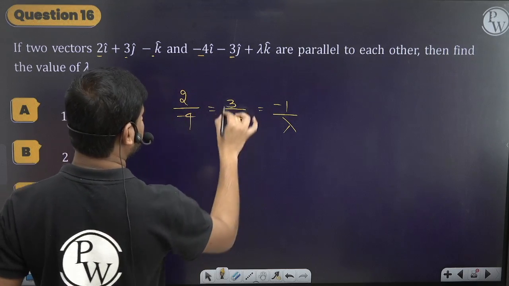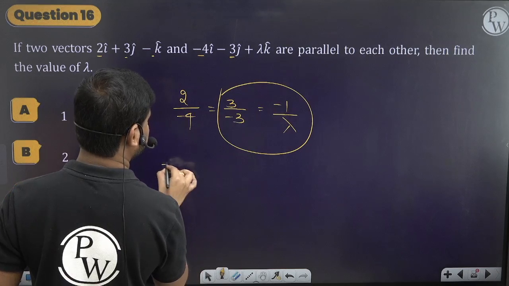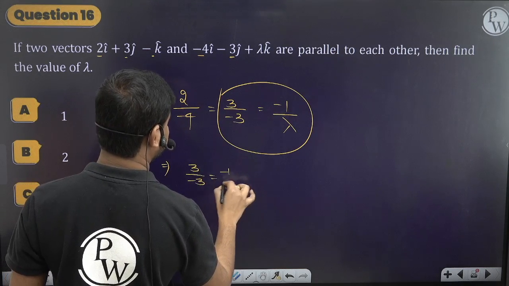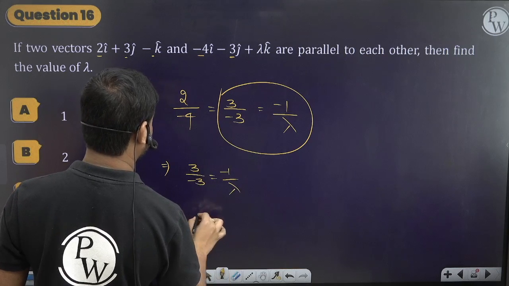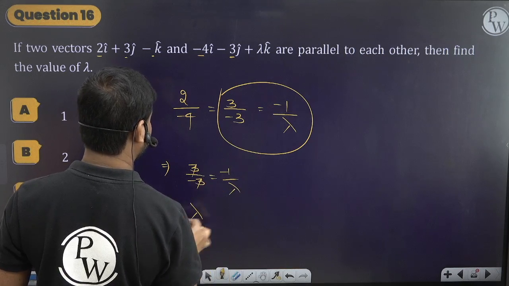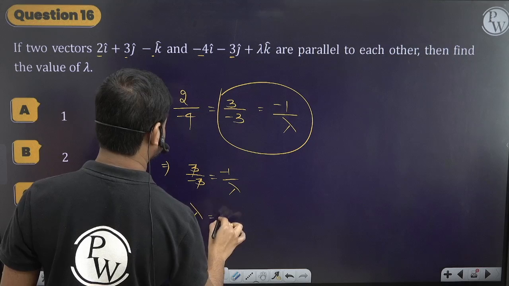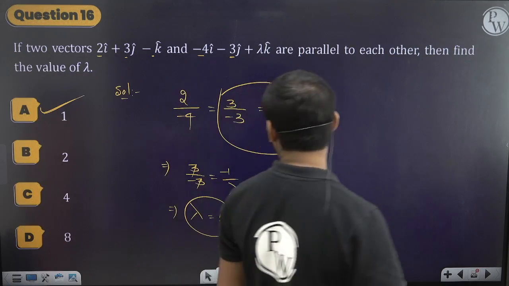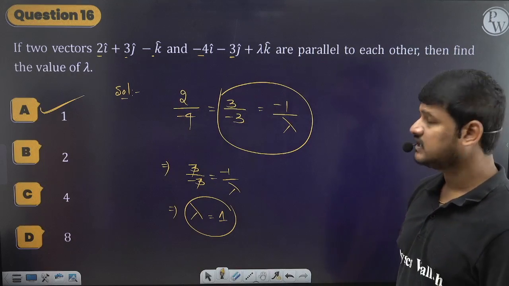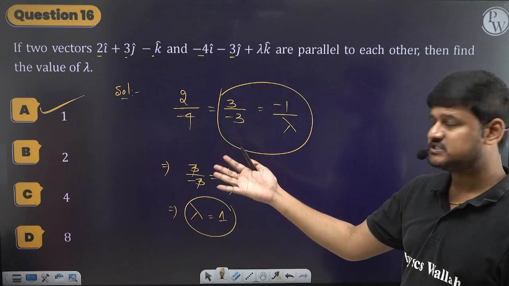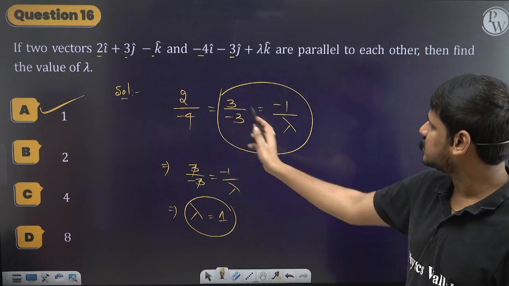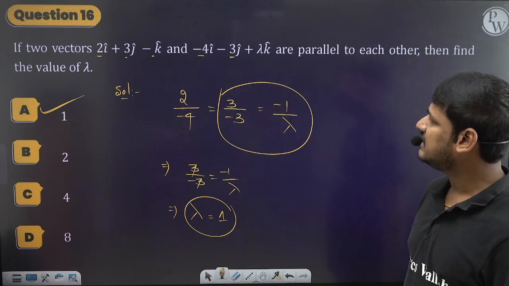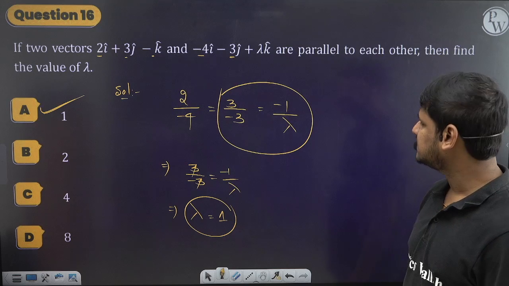So any two you can take. So let's consider these two, so that I can write 3 by minus 3 is equal to minus 1 by lambda. So from here, this is going to be minus 1, so then minus 1 cancel, so lambda must be equal to 1. Option A. Clear? Understood guys? Everyone? Clear this part? Or else you can take this part also. So 2 by minus 4 is equal to minus 1 by lambda. Okay? So take this part also.